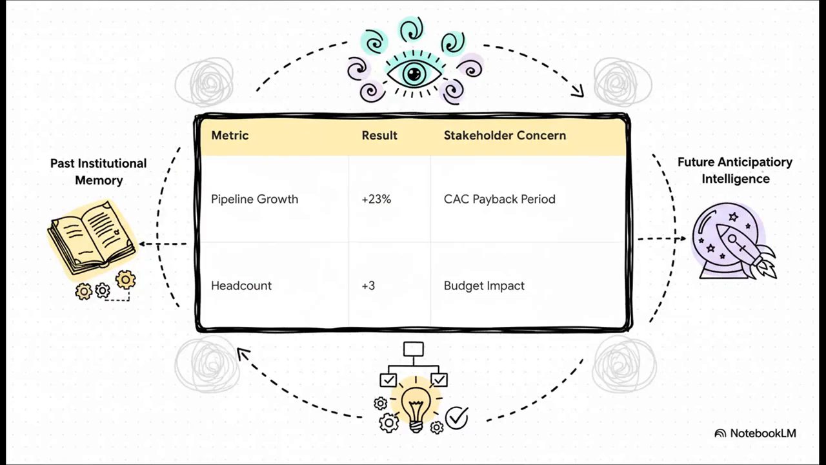And here's where it gets super practical. Imagine you're proposing a new go-to-market strategy. Instead of starting completely from scratch, a system with past context could immediately tell you that, hey, a similar approach was tested a year ago, and you'd see it got a 23% pipeline growth, but it required 3 new hires, and the stakeholders were really worried about the customer acquisition costs. Just like that, you instantly know what worked, what didn't, and exactly which questions you need to prepare for.